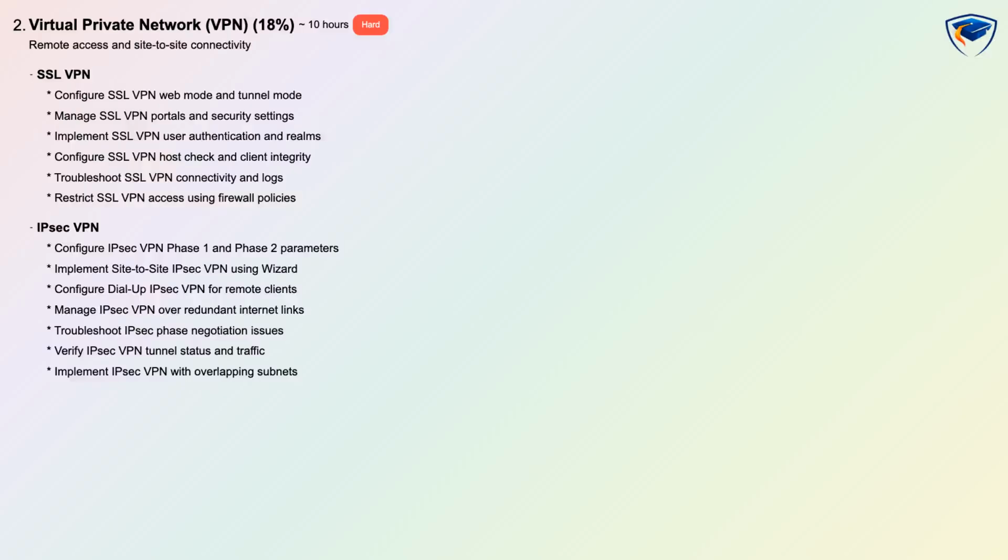You will configure both SSL VPN in web and tunnel modes and manage VPN portals, authentication, and host checks for client integrity. You will also build IPsec VPNs by configuring Phase 1 and Phase 2 parameters, use the wizard for site-to-site setups, and support dial-up clients and redundant internet links. Troubleshooting phase negotiation, verifying tunnel status, and handling overlapping subnets are key practical skills.